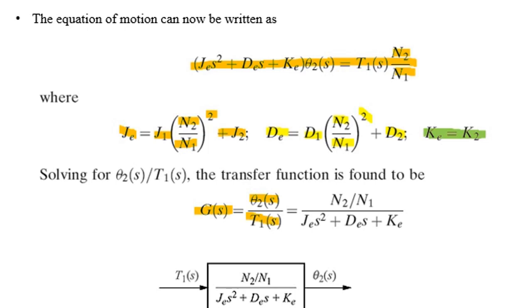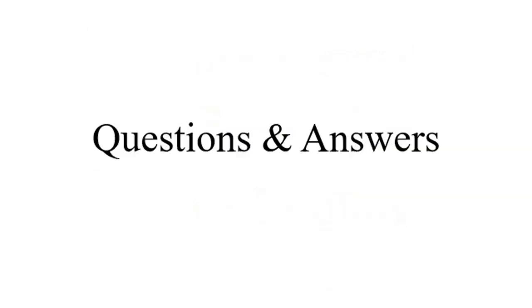Now solving this equation for our desired transfer function theta2 of s over T1 of s, we will get G of s equal to n2 over n1 whole, divided by J equivalent s square plus D equivalent s plus K equivalent. And this can be represented in block diagram form where input is T1 of s and output is theta2 of s.